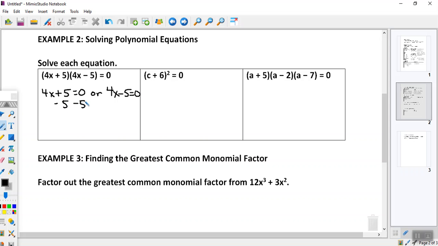I subtract 5. Settle down. 0 minus 5 would be what on the right, kids? Okay, and then divide by what?